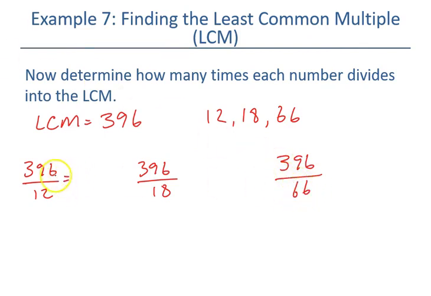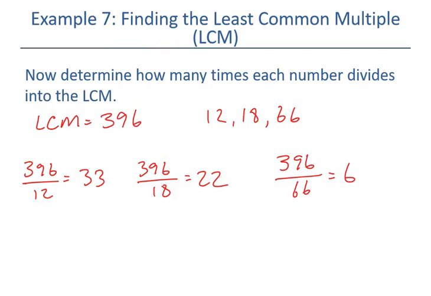Okay, well, 396 divided by 12 is going to give me 33. 396 divided by 18 is going to give me 22, and 396 divided by 66 is going to give me 6. Okay, so each one of our numbers will divide into 396 the appropriate number of times. Once again, this is something you're going to want to get pretty good at.